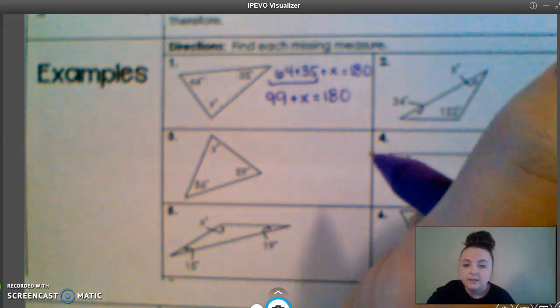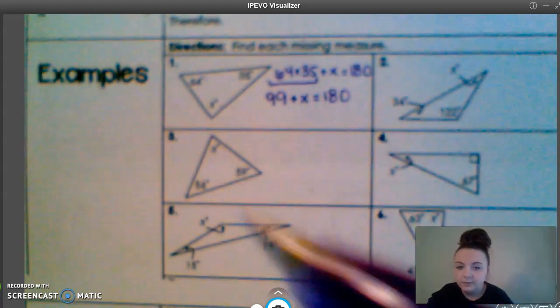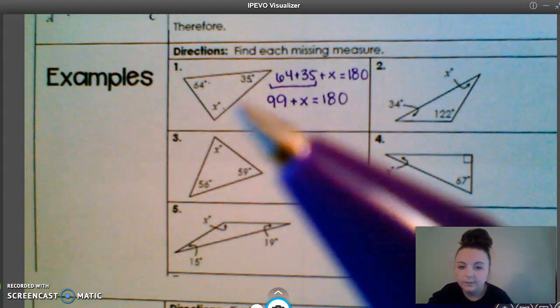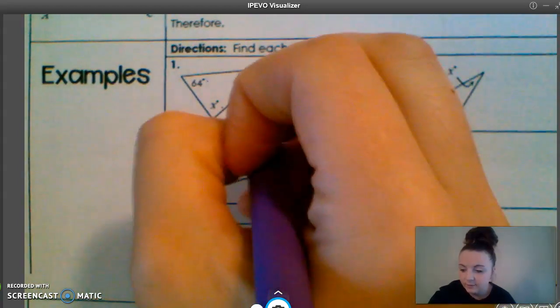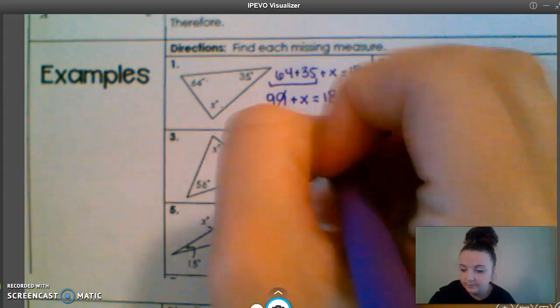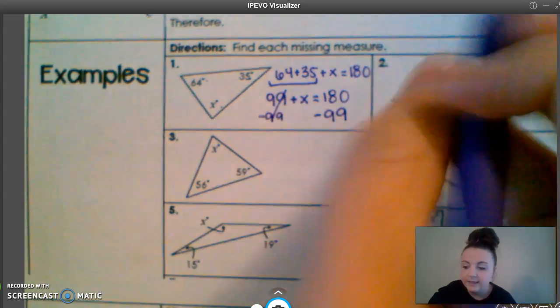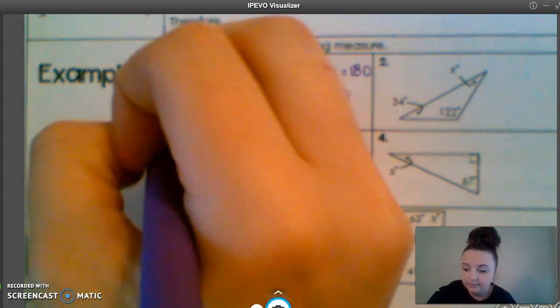And then to get x all alone and to isolate it, what I'm going to do is subtract 99 from both sides. And x will equal 81.